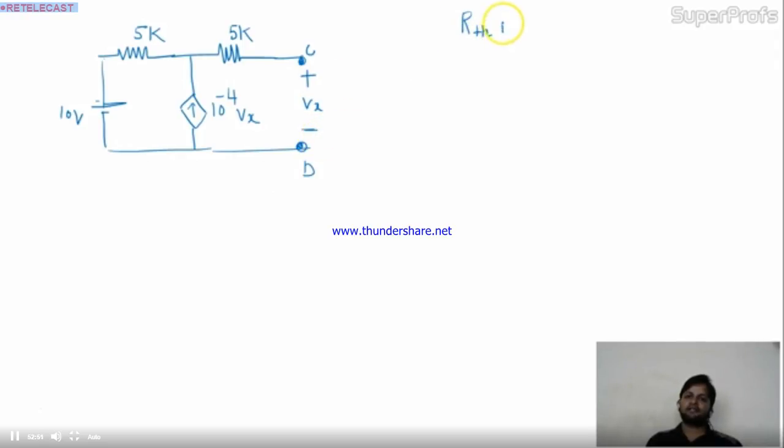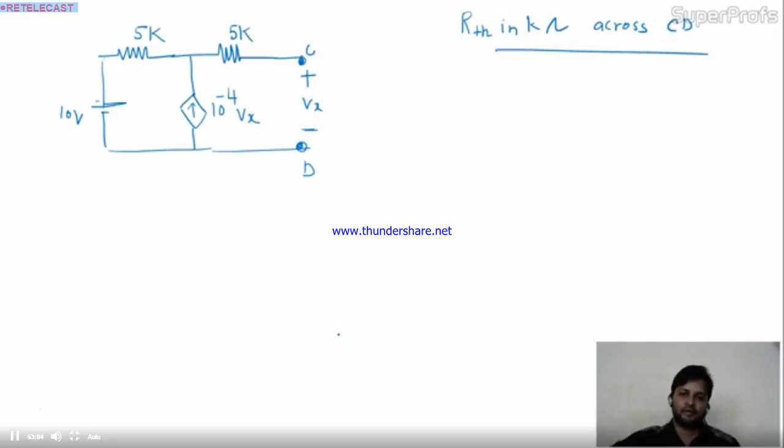Find out RTH in kilo ohm across CD. Okay, this is our question. Now see, observe this question carefully. The circuit involves dependent sources, right? While calculating the RTH, the procedure is to turn off the independent sources. Do we have an independent source in the circuit?